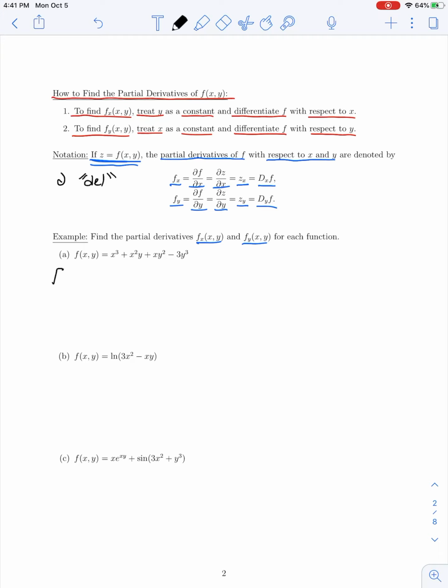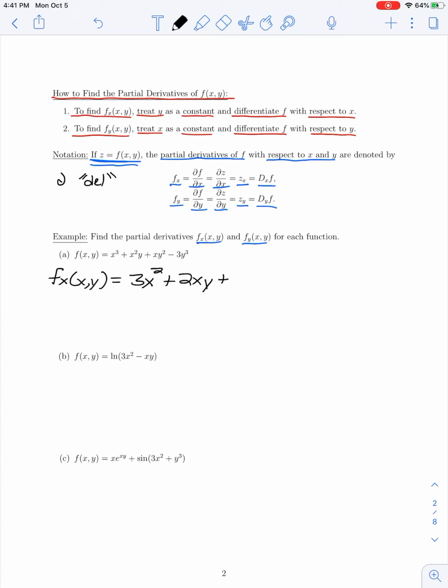So if I want to find the partial derivative of f with respect to x, I would treat y as a constant and differentiate with respect to x the way that we typically would. So for x cubed, our derivative would be 3x squared plus x squared times y. Well, the derivative of x squared would be 2x, and then we're multiplying by some constant y on the end.